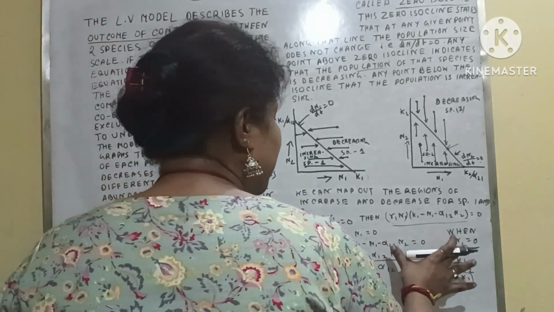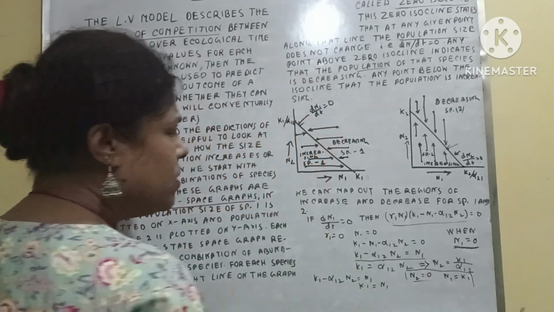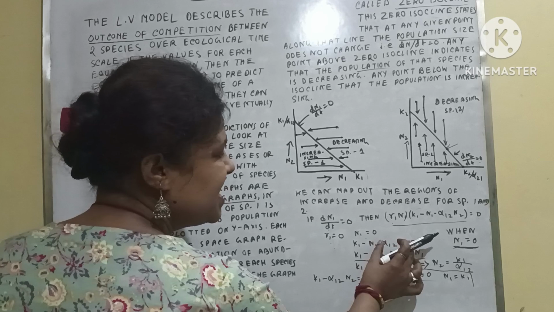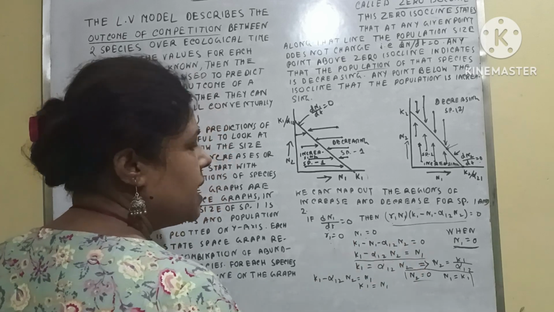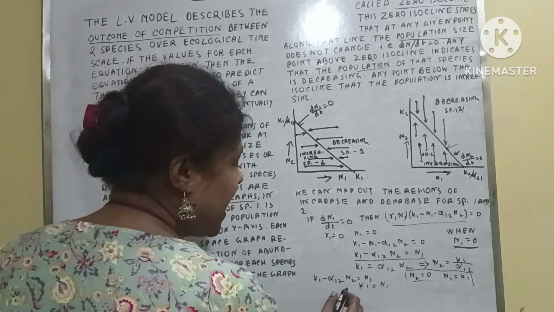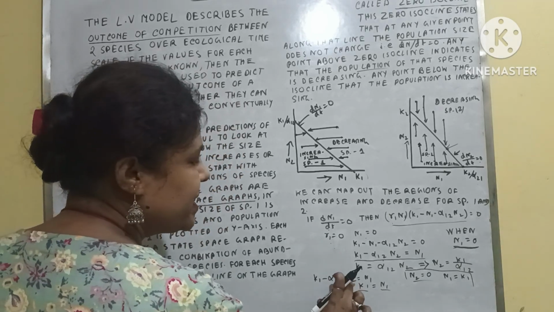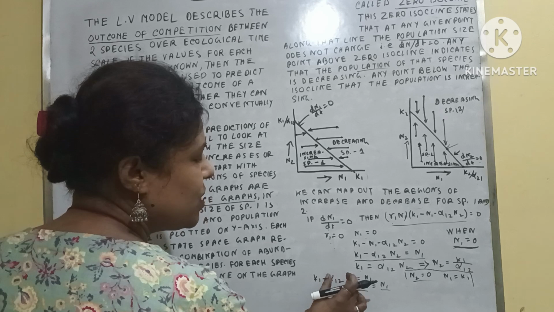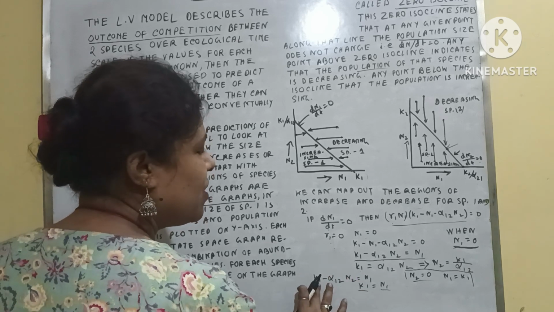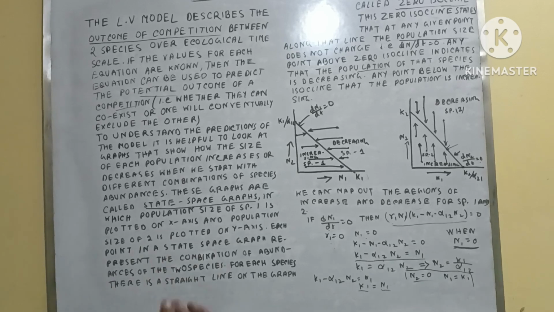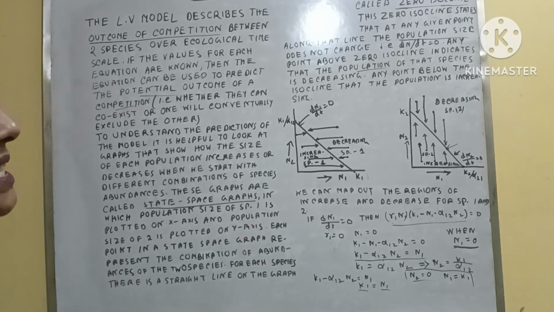Okay, but when N2 is 0, that means this whole number becomes 0. In such a way, you can write that K1 equals N1. Because N2 is 0 means the value of this one is 0. So you can write that K1 equals N1. So now if some values are there, then we can easily calculate the value of the others.